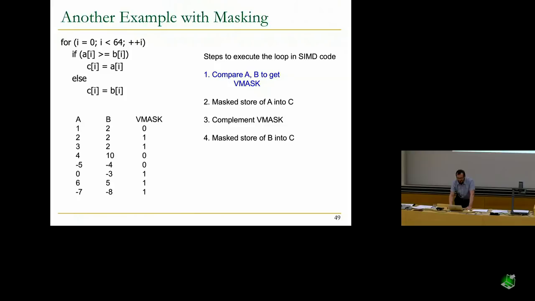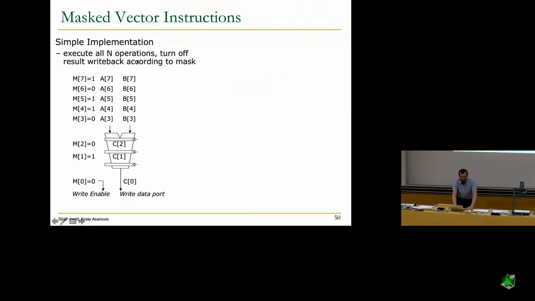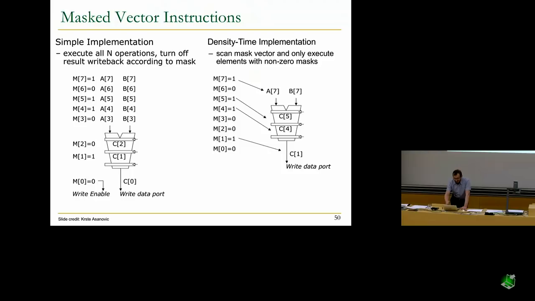So how do you implement this? You'll understand this a little bit better when you look at this. A simple implementation is you actually execute all n operations and turn off the result write-back according to the mask. So in this case, for example, your vector length is 64. You execute all 64, but your vector mask says, these are the mask registers associated with each element. For the ones where the vector mask is zero, you don't write into the register file. Only for those where the mask register is one, you write into the register file. That essentially enables your mask operations on registers or memory. These mask bits govern whether you actually write into a destination register or destination memory location. That's one implementation.